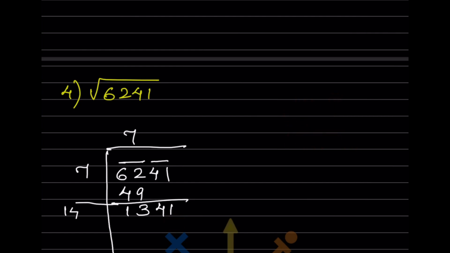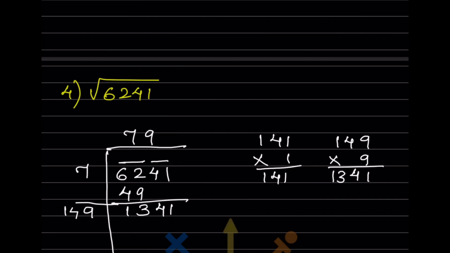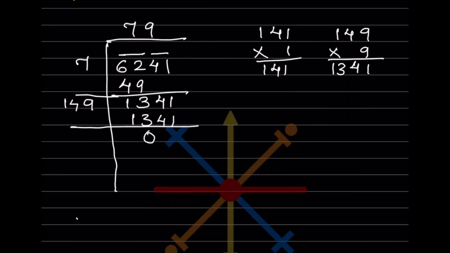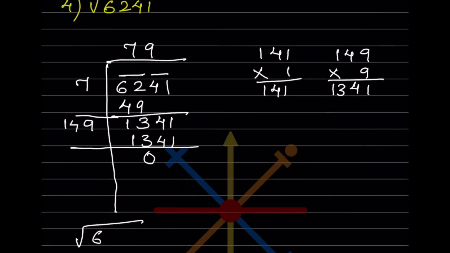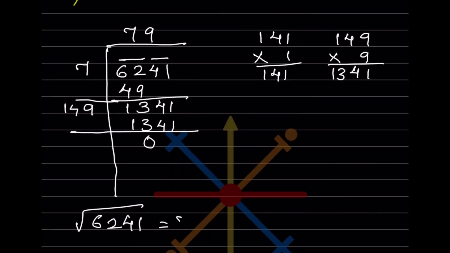So either this number is going to be 141 into 1, or it is going to be 149 into 9. So definitely 141 you cannot write here because this is 1341. So now you can go for this one. This is 8. This will be 1341. So now you will write here 9. For 149, 9s are 1341. So the root of 6241 is 79.